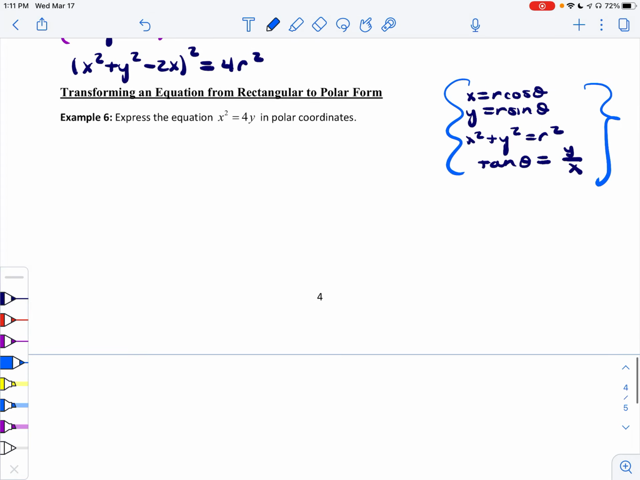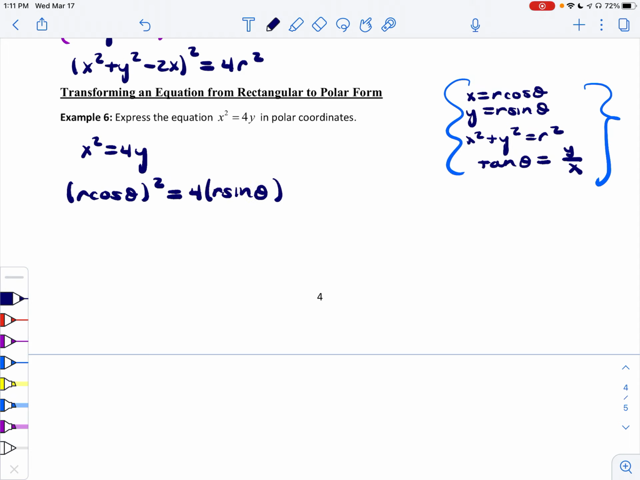All right, so on this one, if we're looking at our equation, x squared is equal to 4y. Our first two identities over here give us a way to switch from x and y into r's and thetas. So we know that x is equal to r cosine of theta. So for my x over here, I'm just going to substitute in r cosine of theta. And we also know that y is equal to r sine of theta. So on the right-hand side, I'm going to substitute in r sine of theta for my y.